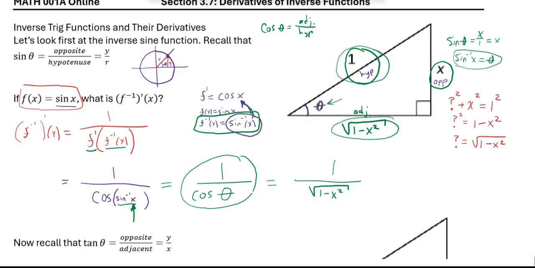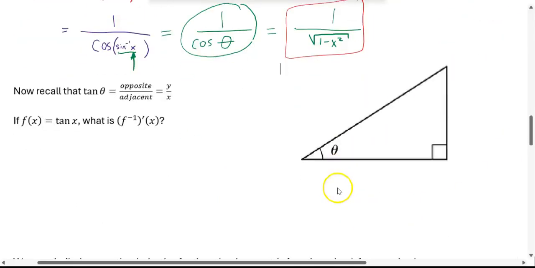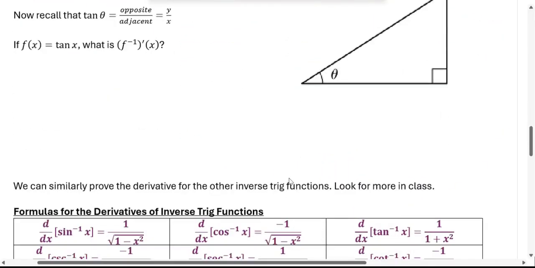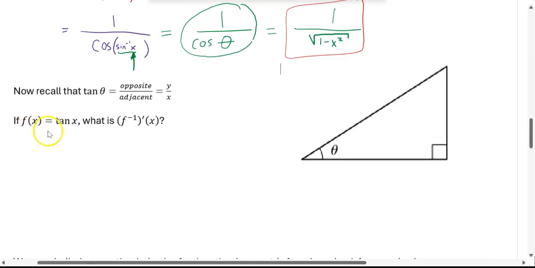Okay, a lot of work, but now we got something we can memorize. What do you mean we can memorize? We have the derivative of the inverse sine function. That's it right there. Okay, now this is one you might try by pausing the video. This one's asking you to find the derivative of the inverse of the tangent function.